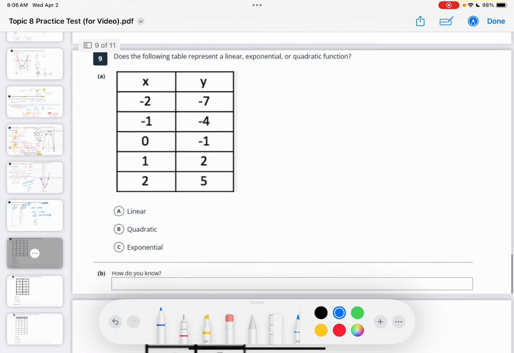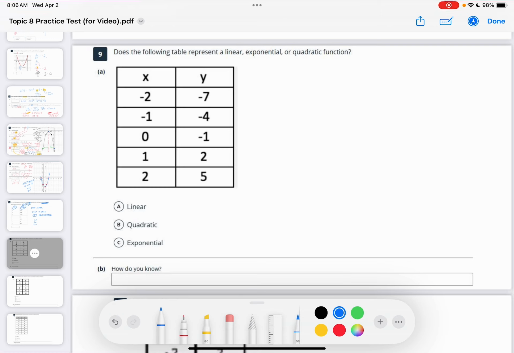All right. Last questions deal with, is it quadratic, linear, or exponential? We do that by looking first at our first differences. So negative 7 to negative 4 is actually plus 3. Negative 4 to negative 1 is plus 3. Negative 1 to 2 is plus 3. And 2 to 5 is plus 3. So we can stop there. We've got first differences that are the same. That makes it linear. In your explanation, something about first differences.